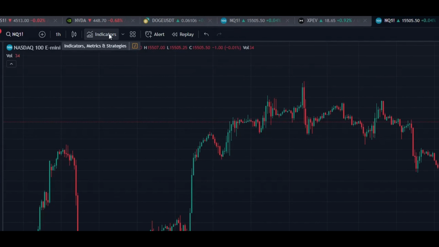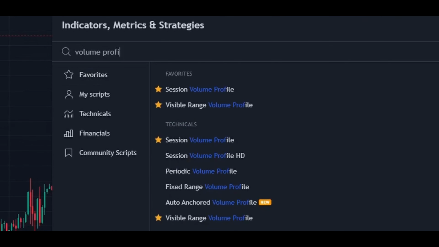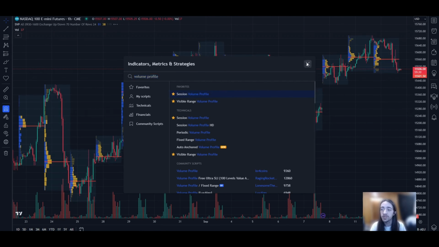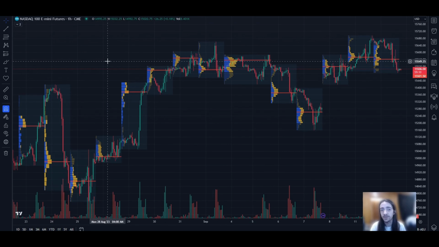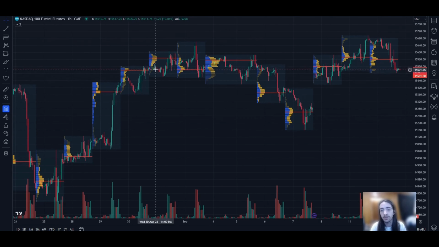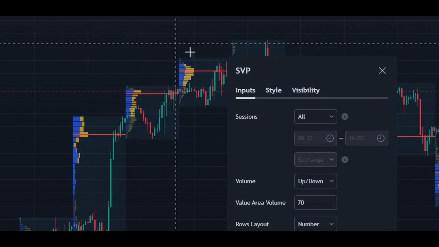First, you're going to come up to the indicators, and you're going to look up Volume Profile, and I'm going to show you guys two different Volume Profiles. The first one will be Session Volume Profile. When you add this, it shows you the Volume Profile per session. That would be per day. So the chart we have right now is NQ, which is the NASDAQ futures, and as you see, it shows us different volume bars per day where the highest amount of volume was traded, and we also see it on every day.